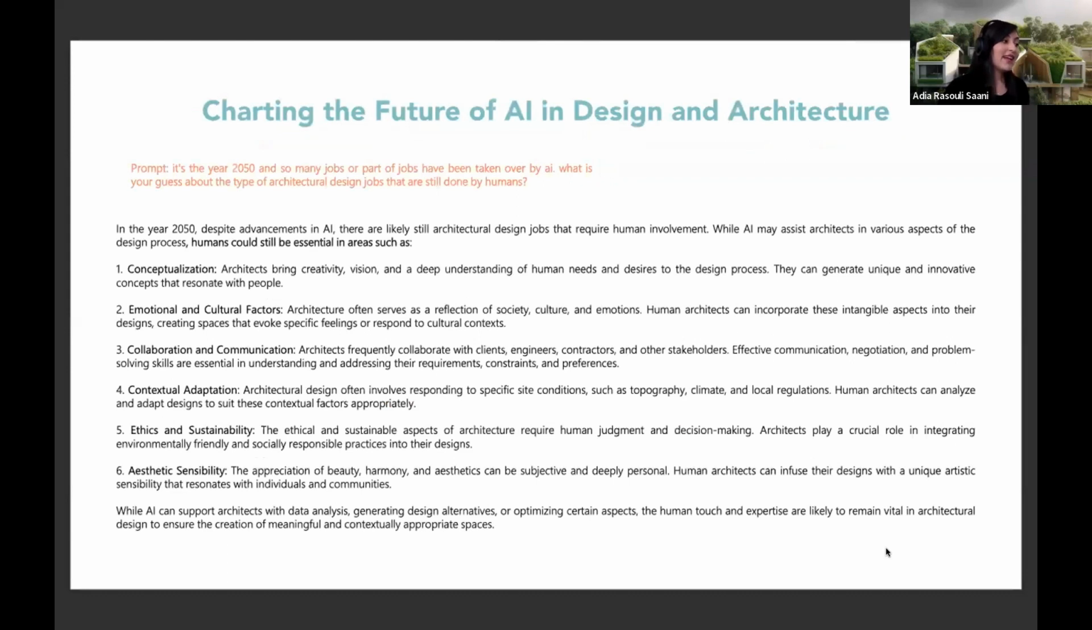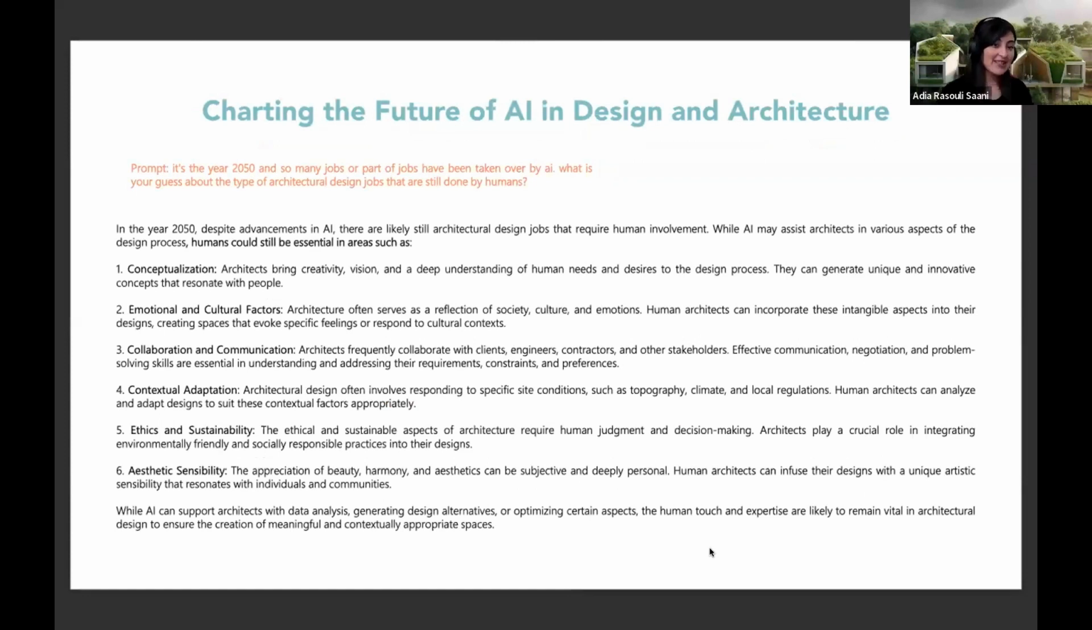And I will end this talk by featuring this conversation I had with ChatGPT a few months ago when I asked it to predict the future of architecture and design. This is how my prompt goes. It's the year 2050, and so many jobs or parts of jobs have been taken over by AI. What is your guess about the type of architectural design jobs that are still done by humans?